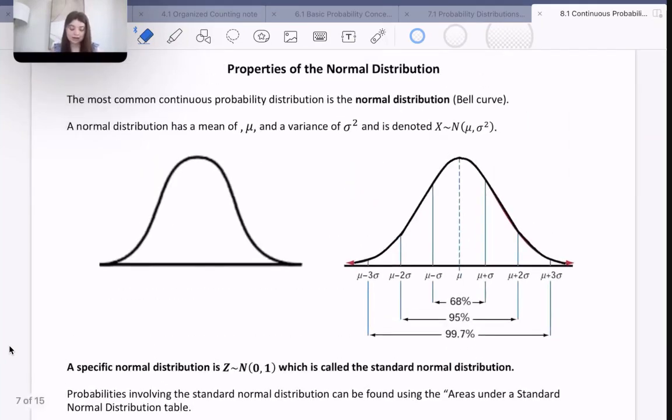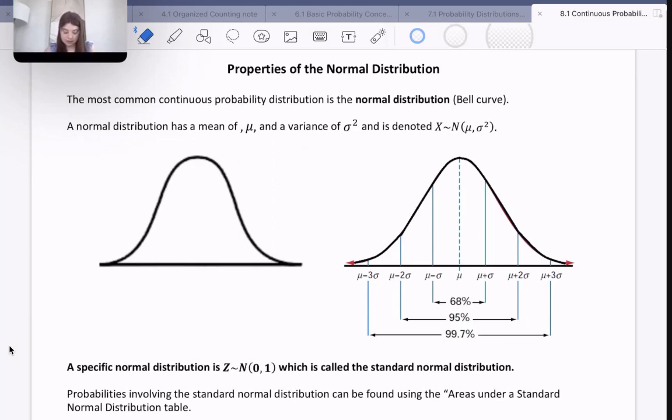So, what is a normal distribution? A normal distribution is actually the most common continuous probability distribution. It's also known as a bell curve. If we hear bell curve or bell shaped curve, then that means normal distribution. A normal distribution has a mean, mu, and a variance of sigma squared, and it's denoted this way, where we have x and the little squiggly line, and then N for normal distribution, and then we have the variables mu and sigma squared.